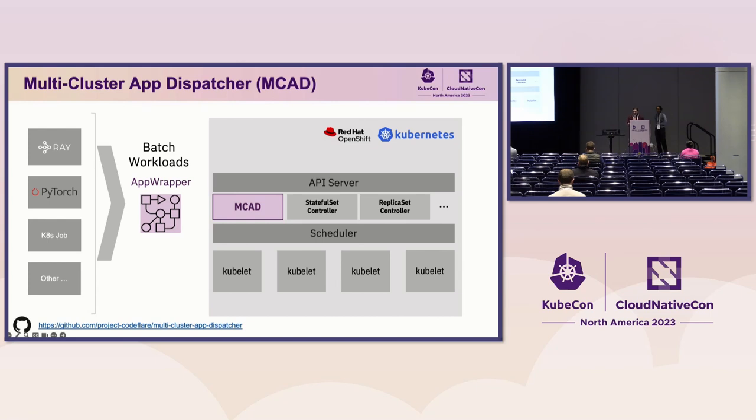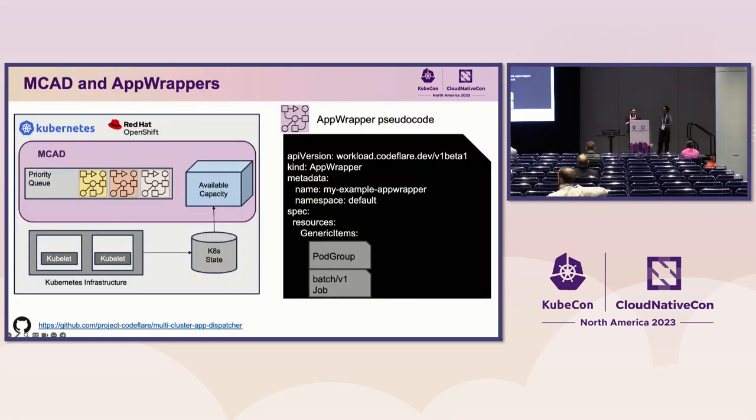And one of the nice things about MCAD for these large-scale training jobs is they also offer fault tolerance for any of these Kubernetes objects. So to get into a little more detail, MCAD offers you this option to bring an app wrapper and queue that. And by viewing the available capacity, it will dispatch it only when the resources are available.